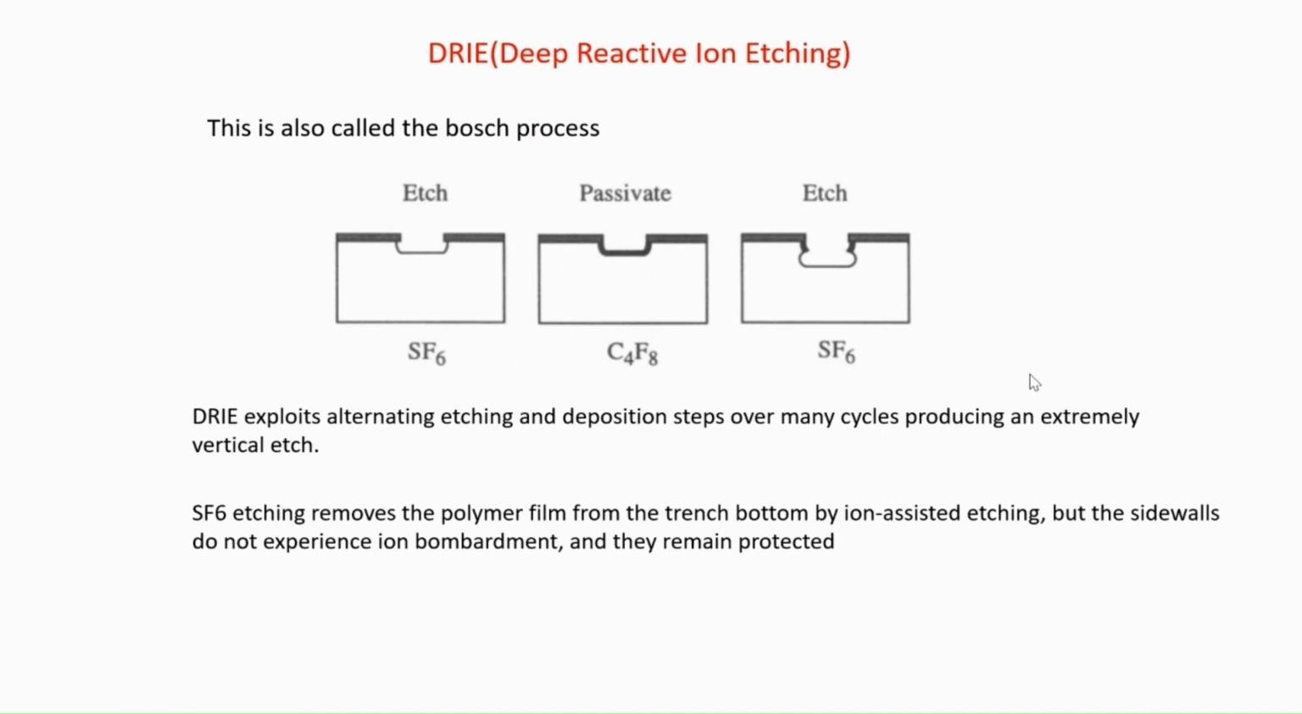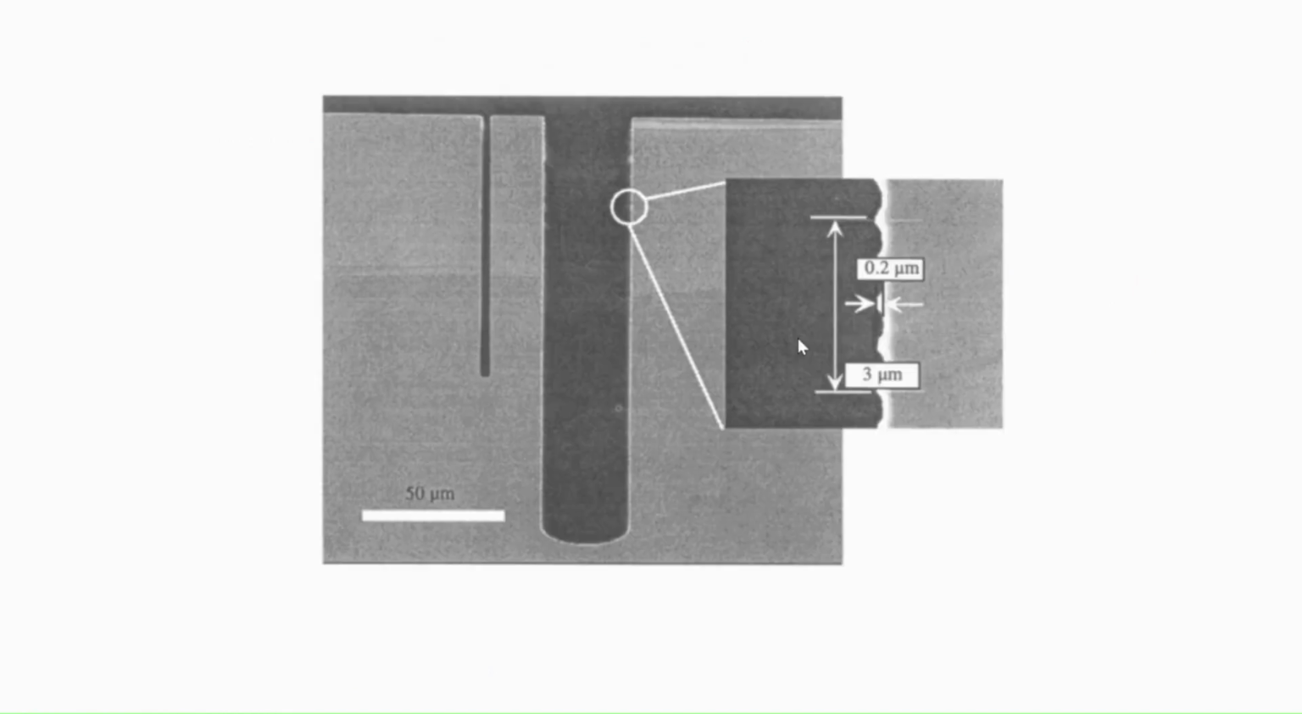So vertical structures with DRIE. With DRIE, they have a good aspect ratio of 1 to 10, and 1 to 20 has also been achieved. That means if I have an opening of 1 micron, then I can have a depth of 10 microns. That is the aspect ratio. You can see from this structure that the larger the opening, the deeper it will go.